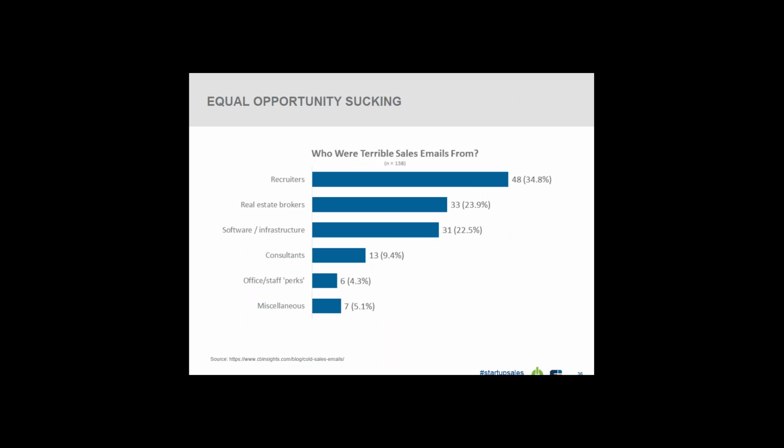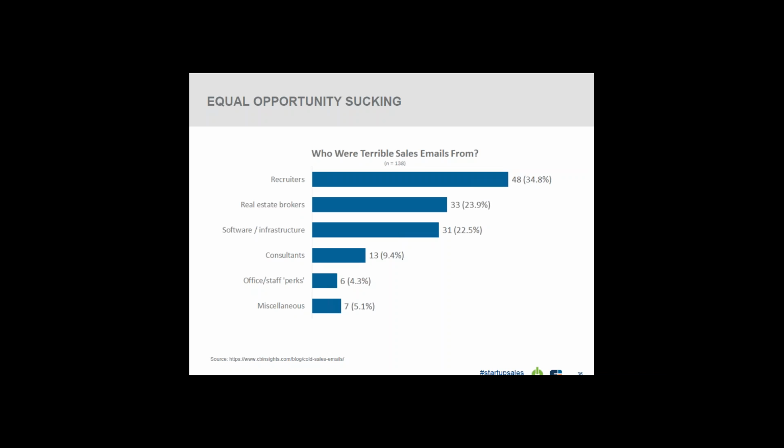Equal opportunity suckage is what you see here. So who are the terrible sales emails from? It wasn't that a certain type of salesperson did this badly. It was really across the board. Everybody from recruiters to software and infrastructure providers to consultants and brokers. We got bad emails from a bunch of different types of folks.